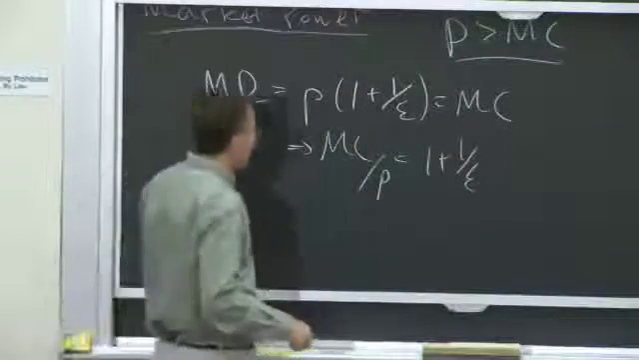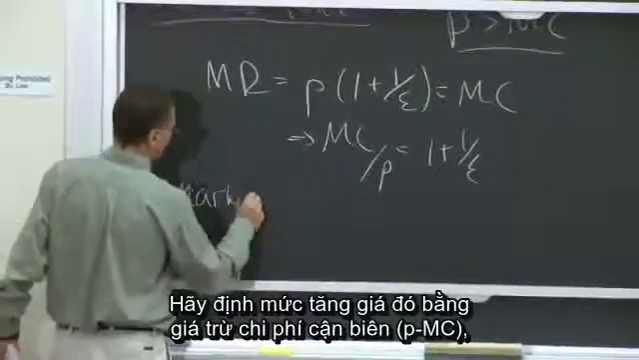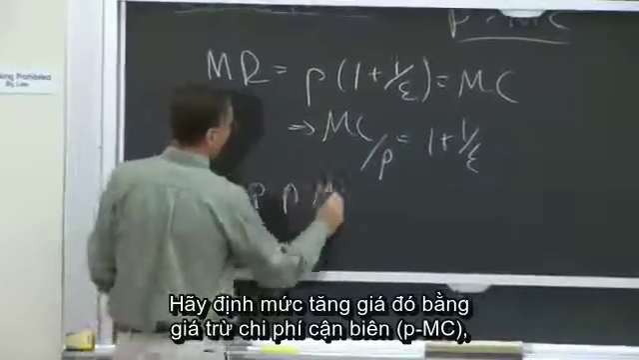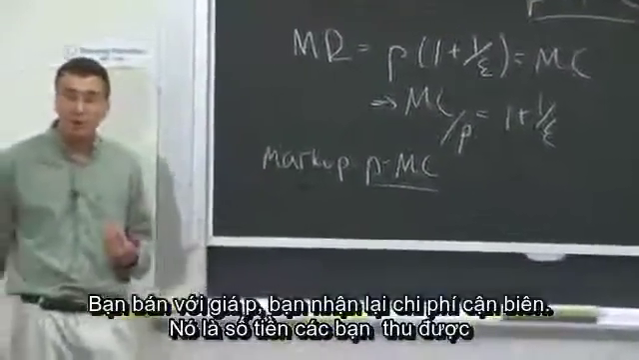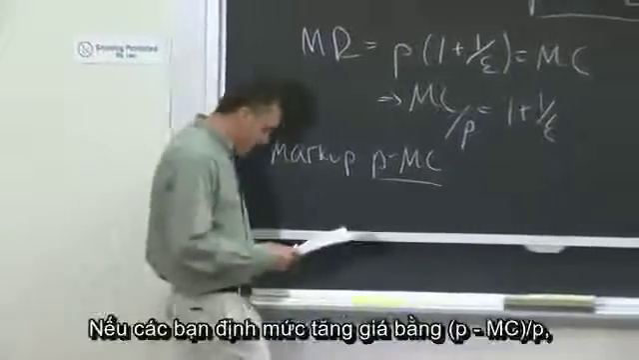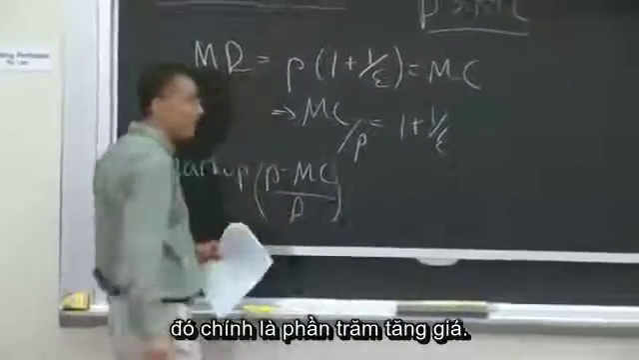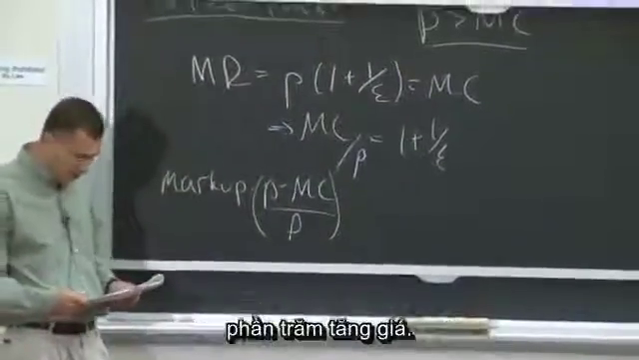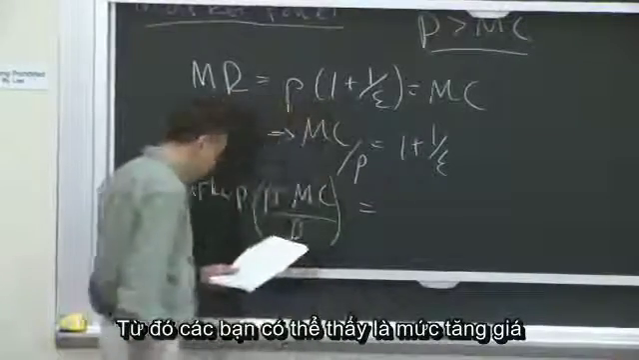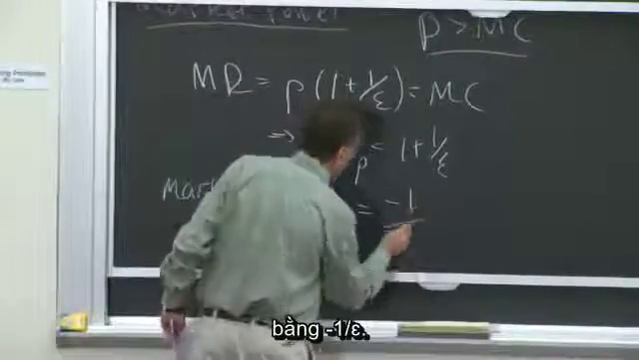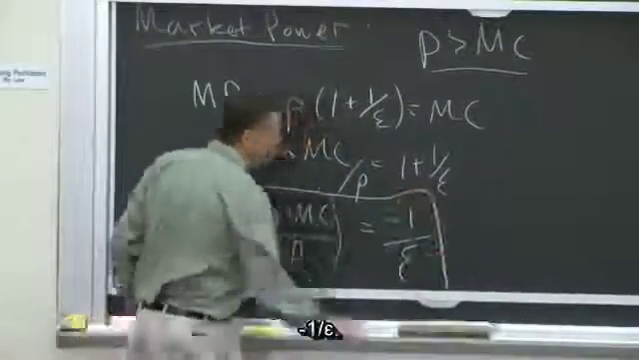Okay? Now let's define the markup. Let's define the markup as price minus marginal cost. How much money you make on the next unit. You sell for P, you pay marginal cost. If you define the markup as (P minus MC) over P, that's the percentage markup. It's how much you make on the next unit, the percentage markup. Then you can see that that markup equals minus 1 over epsilon. So the markup for a monopoly firm equals minus 1 over epsilon.